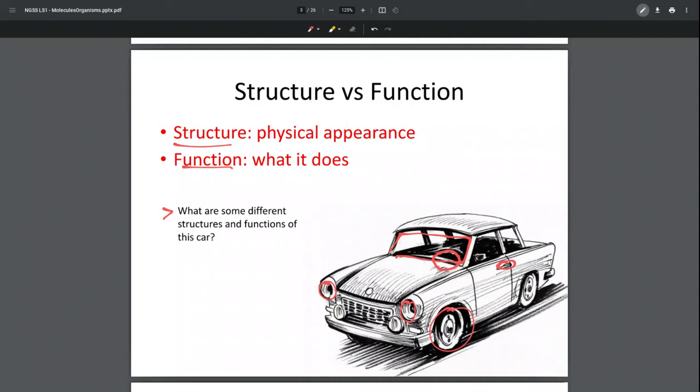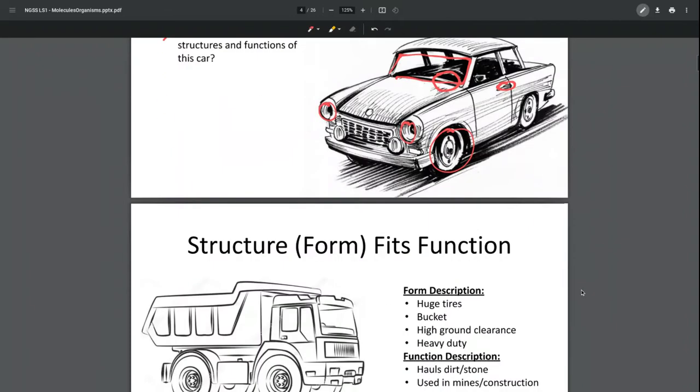So there are a lot of different structures on this car that are built specifically for the function of that structure, right? The structure and the function go together. And this is how we're going to talk about cells too. Cells don't all just look the same, they have different structures based on the function that those particular cells do. So let me continue my car analogy here.